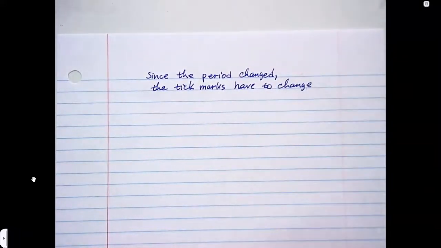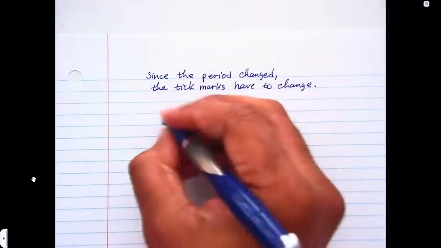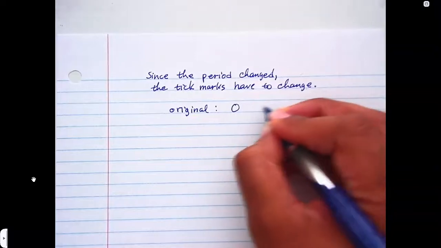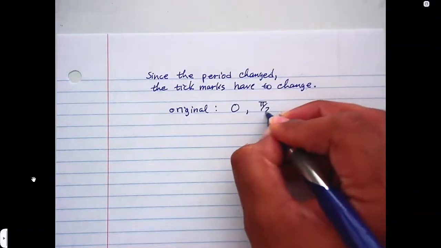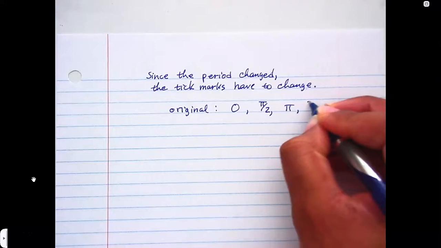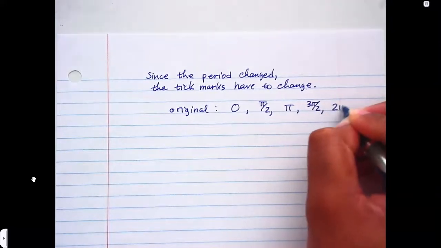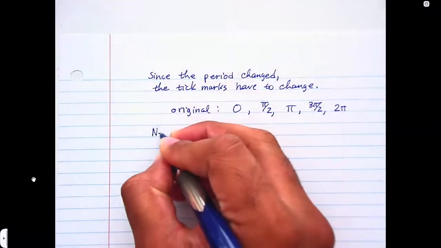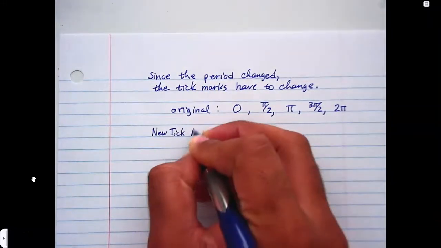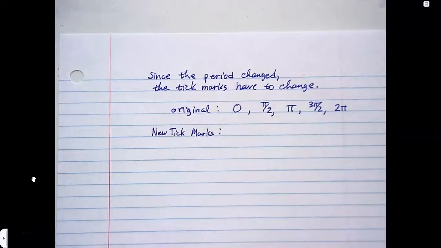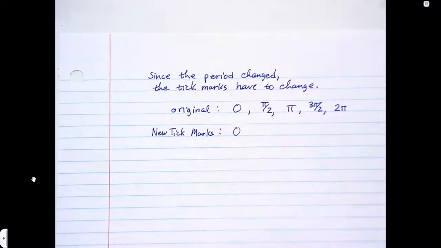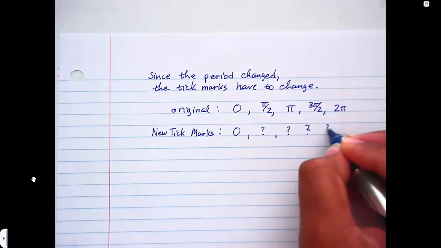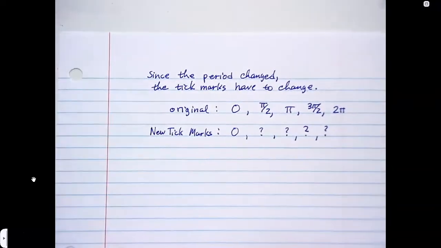All right, so from our parent functions that we talked about from the very beginning of this, we said the original tick marks are 0, pi over 2, pi, 3 pi over 2, and 2 pi. That's what we originally said. Now with our new ones, we're going to always have 0, so that's always going to stay there. But when it comes to these next ones, they're going to be different. We've got to find those now because the period changed. Those are going to change.